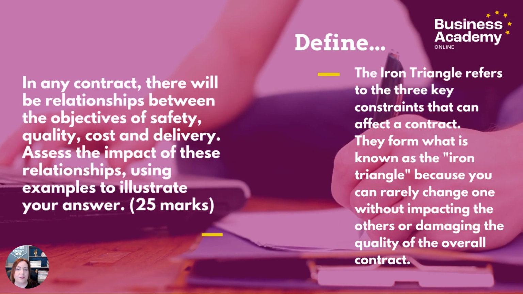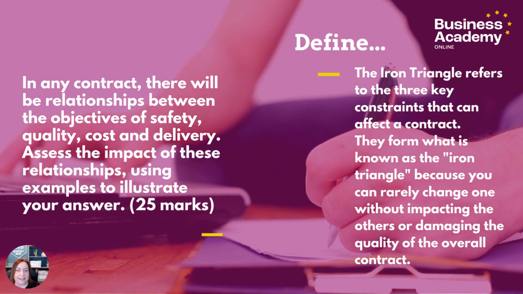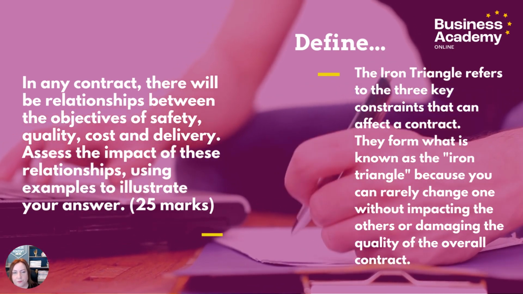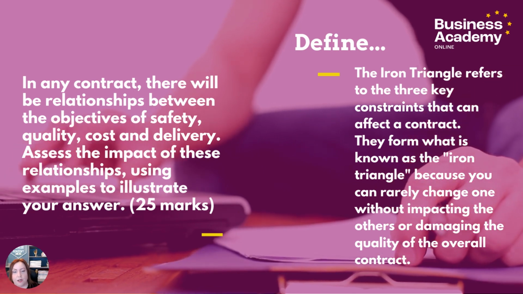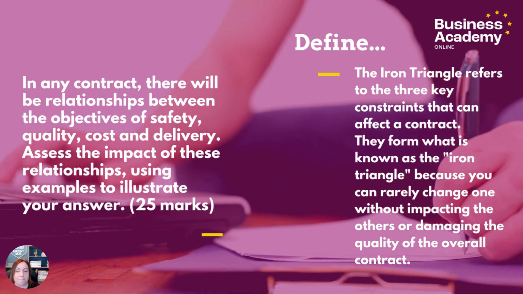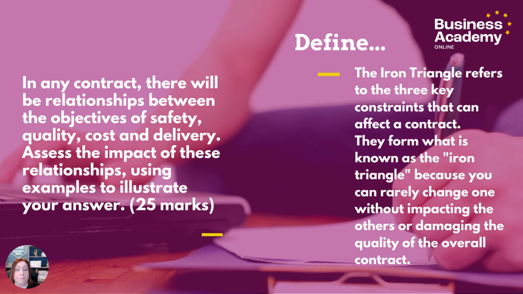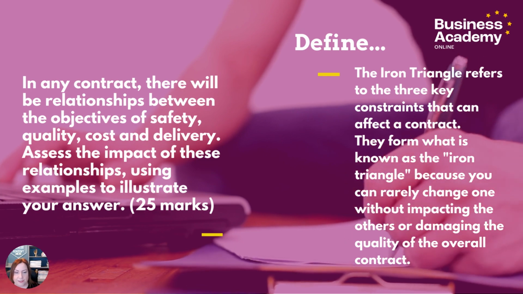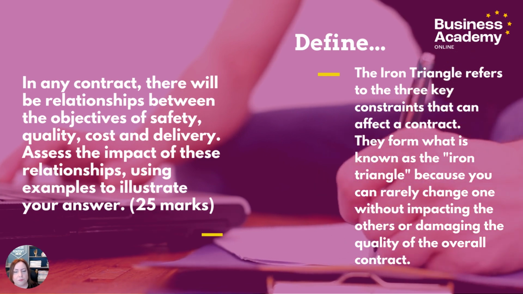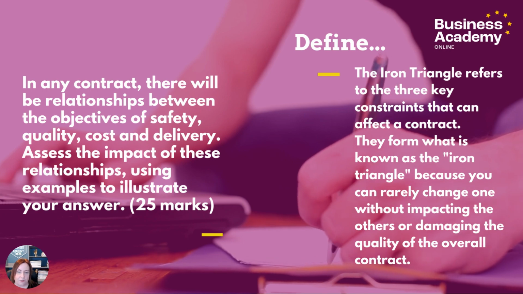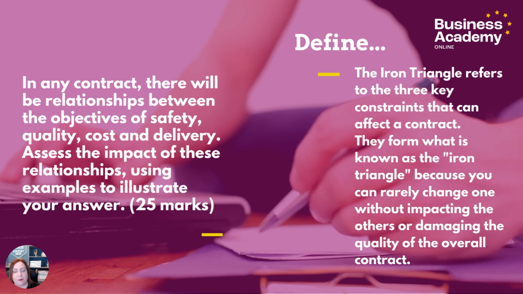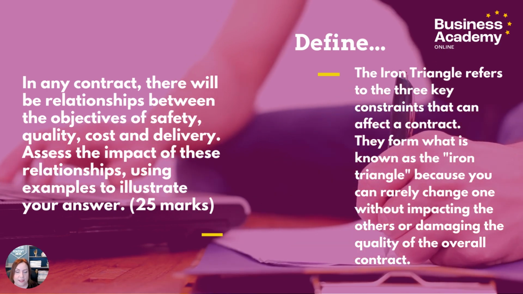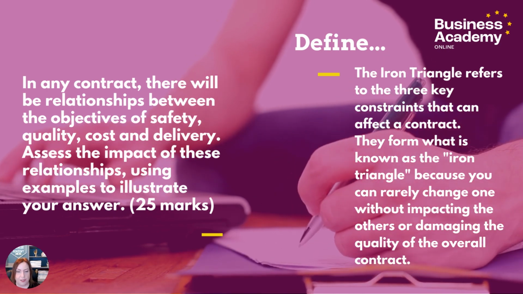Okay, so we always have to start with defining the objectives of quality, safety, delivery, and cost, otherwise known as the iron triangle, which is actually a project management model that looks at the different priorities. It refers to the three key constraints that can affect a contract. They form what is known as the iron triangle because you can rarely change one without impacting the others or damaging the quality of the overall contract. So let's look at that.